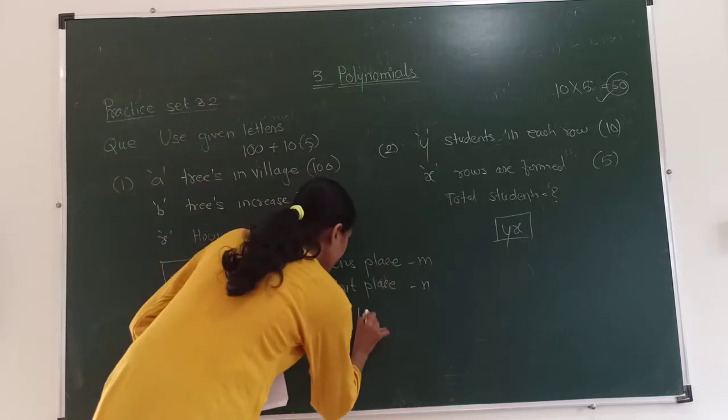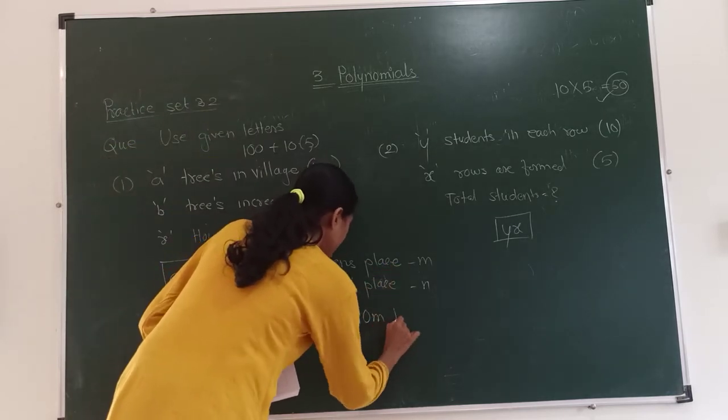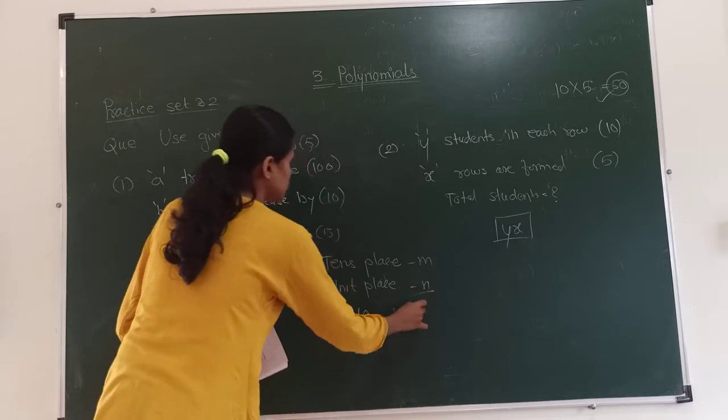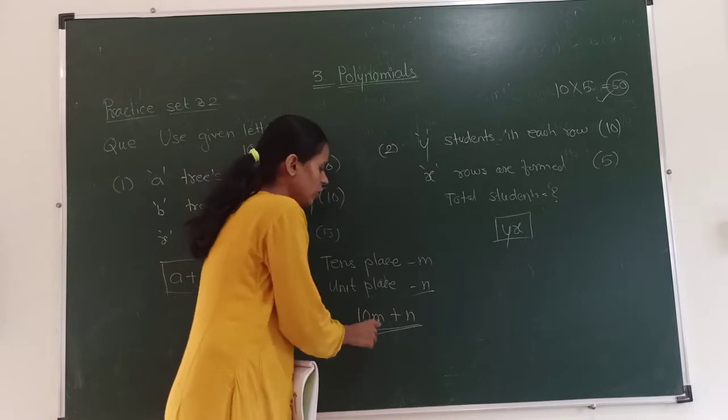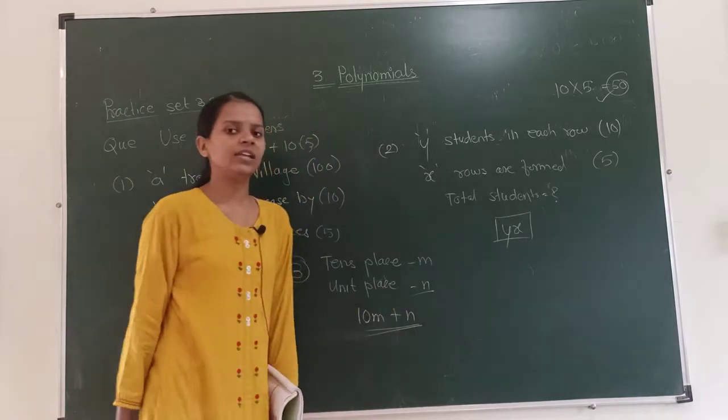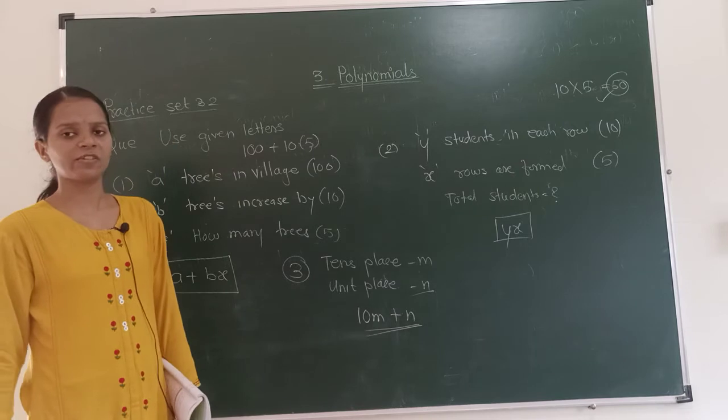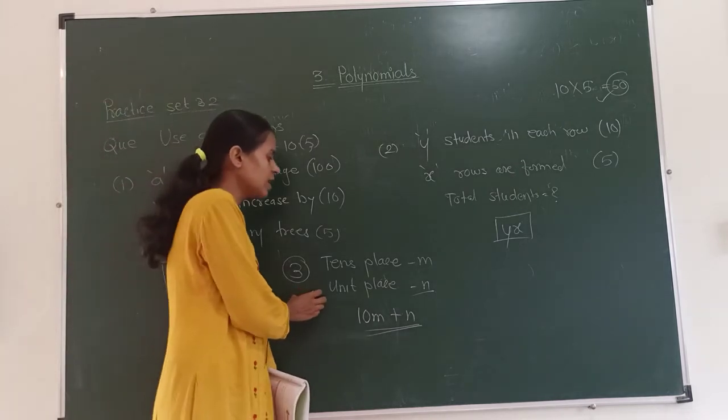Tens place, so we will write 10m. We are writing a polynomial, and n will be at the unit place. So 10m plus n is the polynomial having 2 terms in it. This is question number 3, sub question 3 from question number 1.